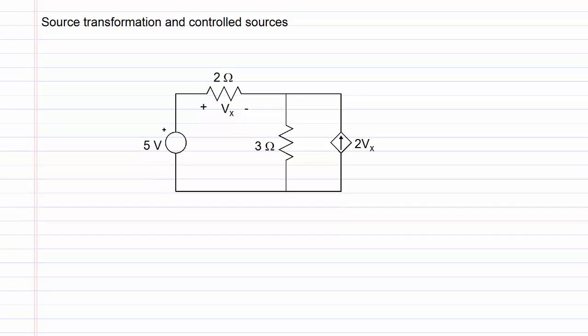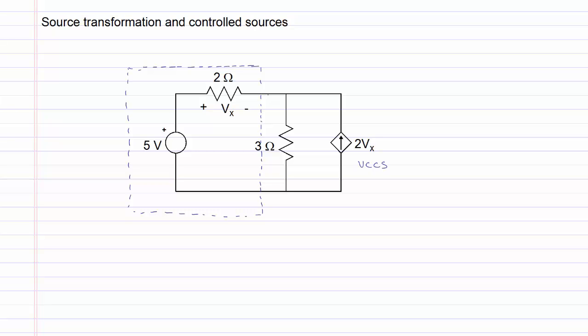The circuit shown has a 5 volt independent source in series with a 2 ohm resistor and a voltage controlled current source that depends on the voltage Vx. We note that the 5 volt source is in series with a 2 ohm resistor, and we may be tempted to convert this into an equivalent current source in parallel with the same resistor, and the portion of the circuit enclosed in a box is indicated. We are trying to transform this portion of the circuit into an equivalent current source in parallel with the resistor.